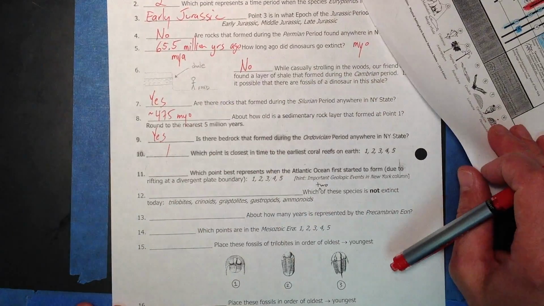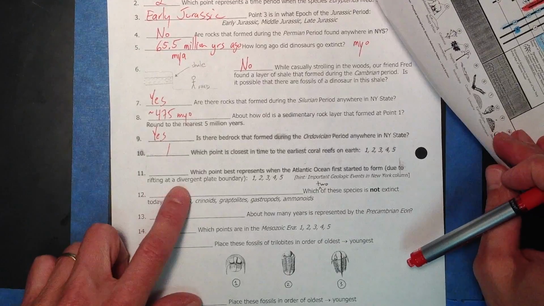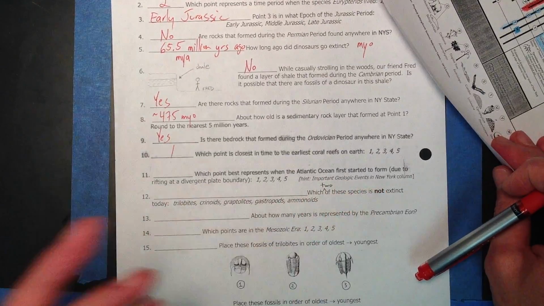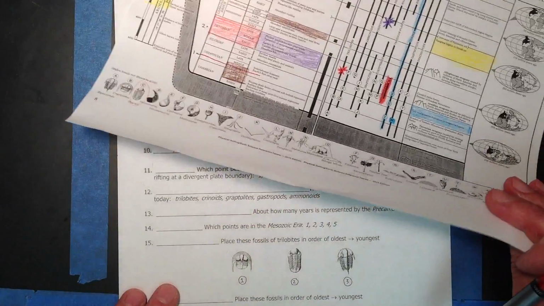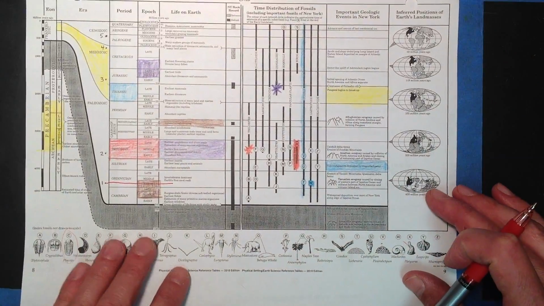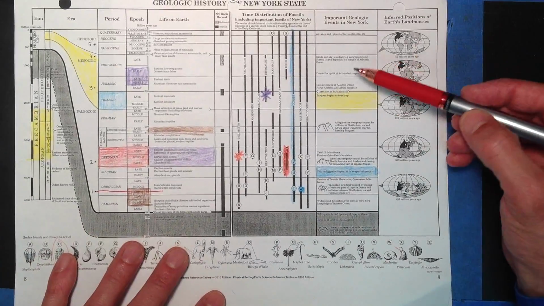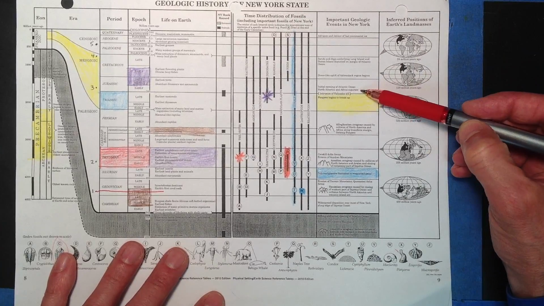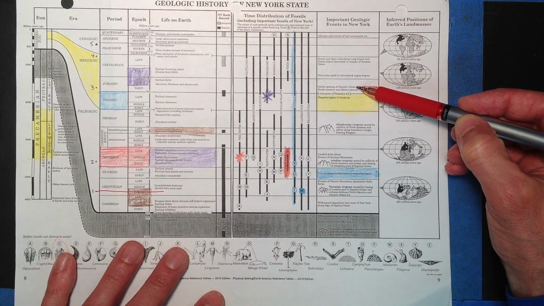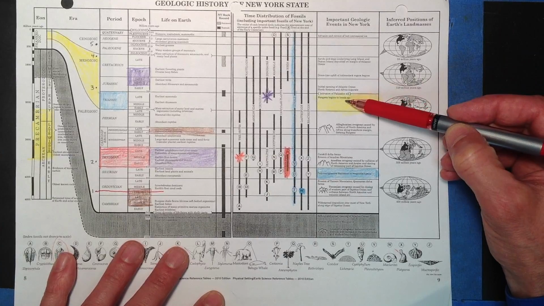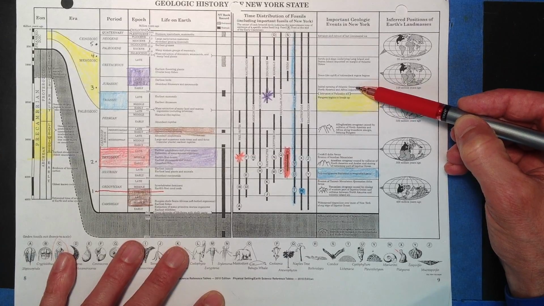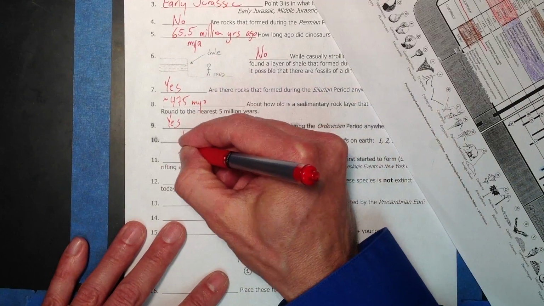11. Which point best represents when the Atlantic Ocean first started to form due to rifting at a convergent plate boundary? Hint, important geological events column. So that's key. Atlantic Ocean began to form, and I'm asking 1, 2, 3, or 4. So you see this: North America and Africa separate. Initial opening of the Atlantic Ocean. So this is when the plates started pulling apart. Pangea broke up, and the plates have been pulling apart. The North American and the Eurasian plate been moving apart, creating the Atlantic Ocean. So that is choice number 3 for this one.